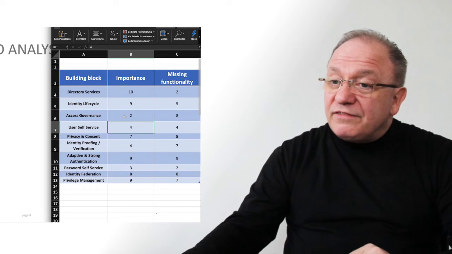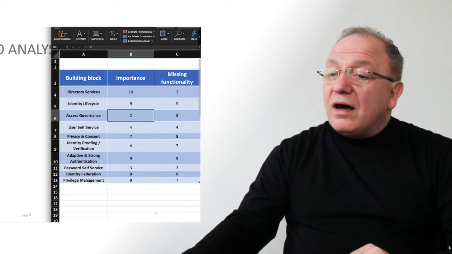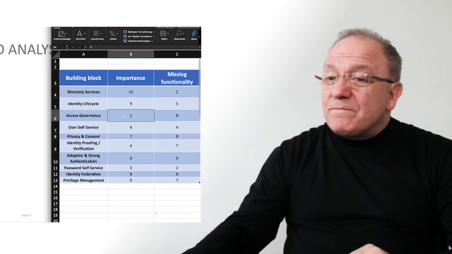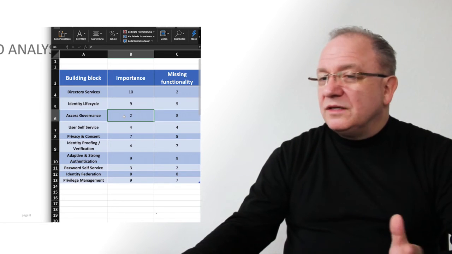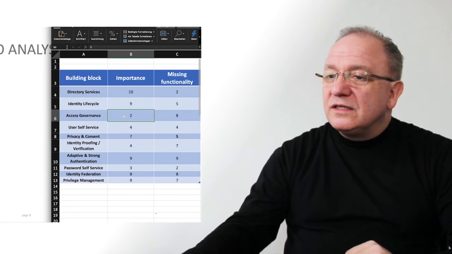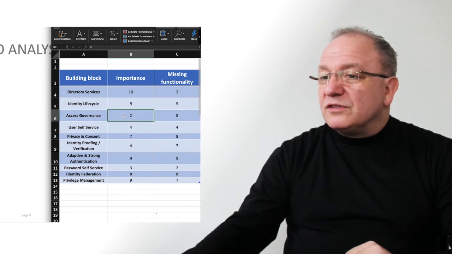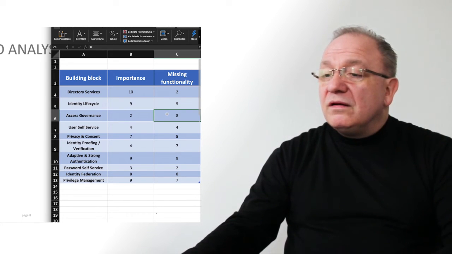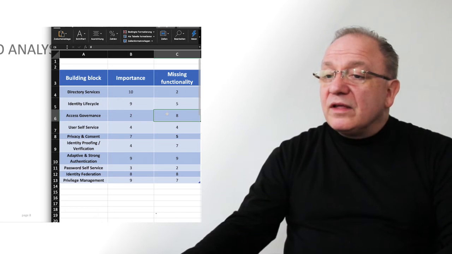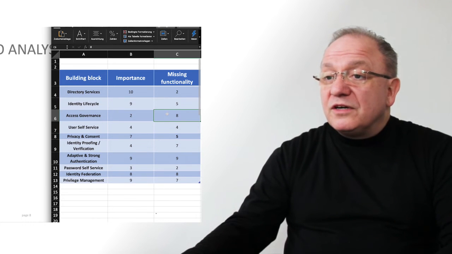If you look at access governance as an example, up until a few years ago, that was not that important. Sometimes it was, in banks and insurance companies it was, but it was not that important. And everybody knew, hey, there's lots of functionality missing. So this is the picture that we had just up until a few years ago.